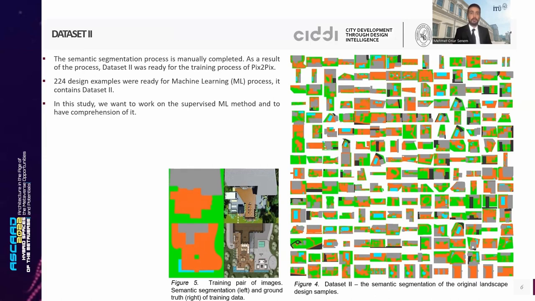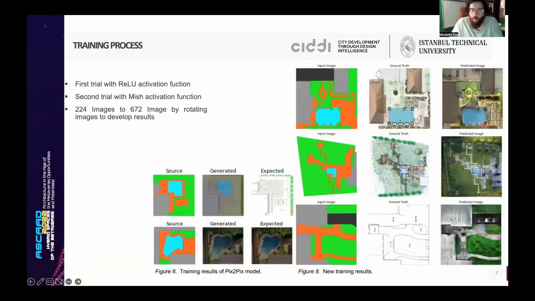It contains the second dataset. In this study, we want to work on the supervised machine learning method and to have a comprehension of it. We initially trained the model with 224 images and with the ReLU activation function. If the input is positive, the ReLU will output the input directly. If it's negative, it will output 0.